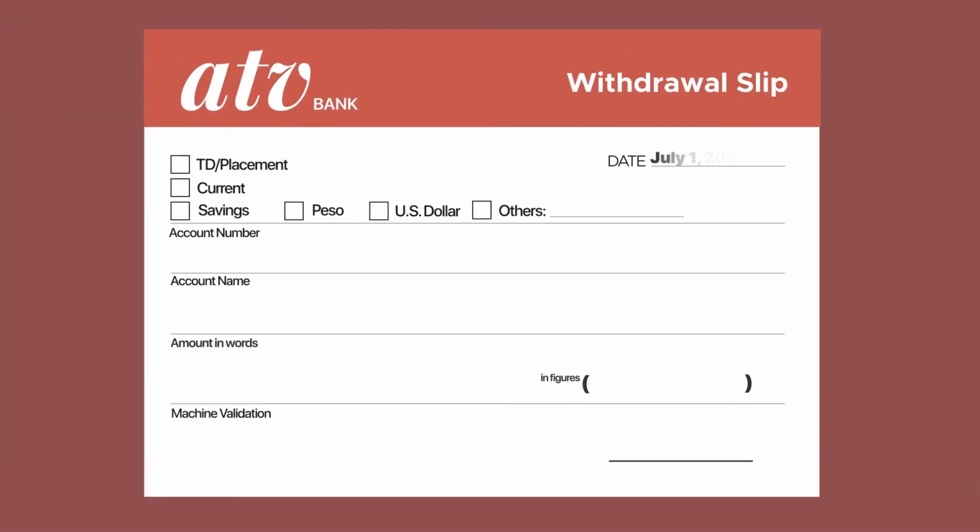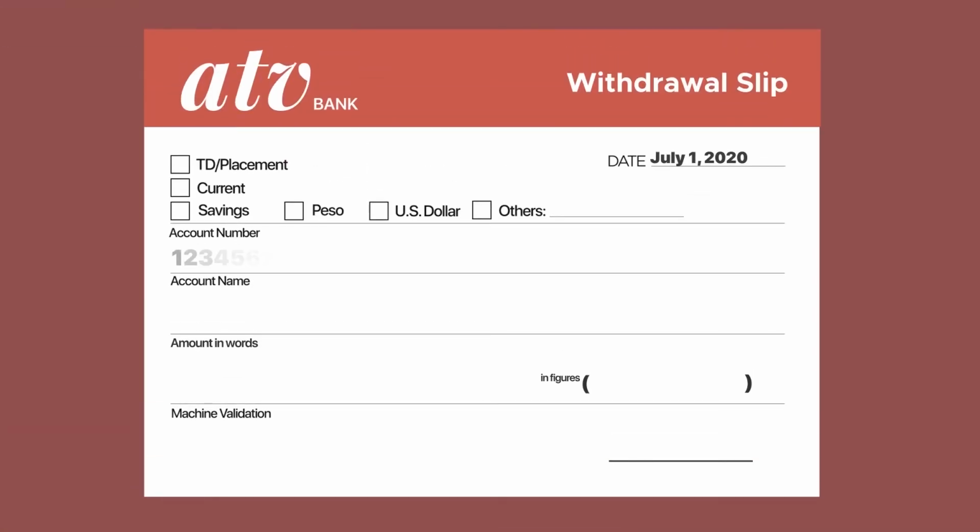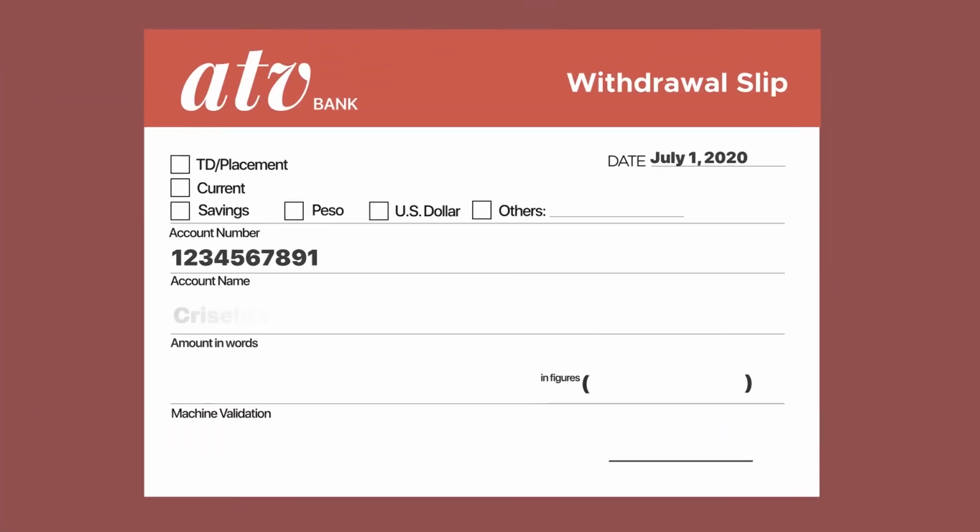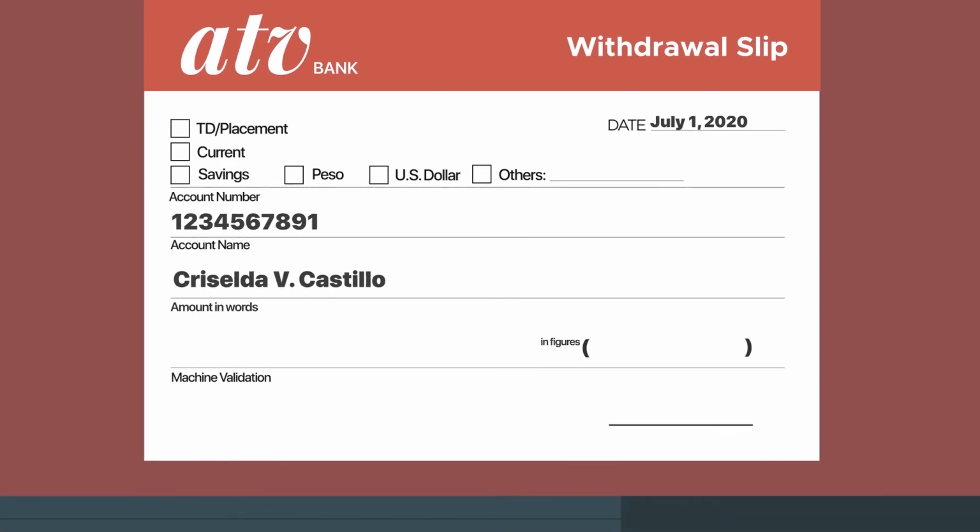Where do we place July 1, 2020? Correct. We place it on the line after the word date. Next, where do we put the numbers 1234 567891? That is right. We put them on the lines under account number. What about Crisalda V. Castillo? Correct. We put Crisalda V. Castillo on the line under account name.